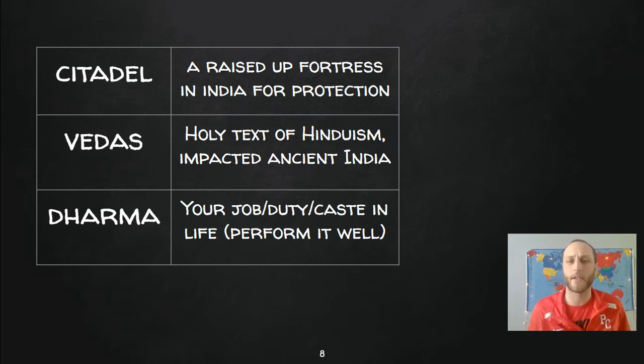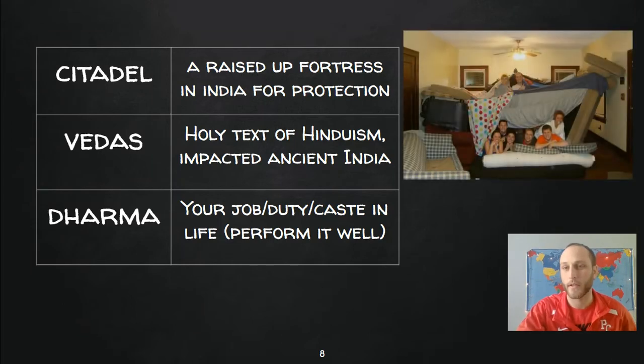If you remember, citadels are those giant raised up fortresses that are above the city. Back in ancient India, they'd be used for protection. A lot of upper class people might live there. If you remember, I showed you a picture of my friends and I from college that built a fort in our living room. So we thought that was kind of fun. Maybe that'll help you remember a little bit. But a fort's basically a way to protect and show upper class. That'd be in the upper city.